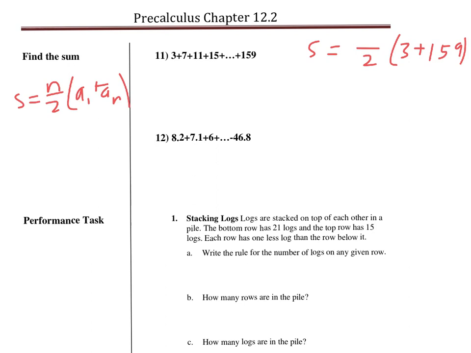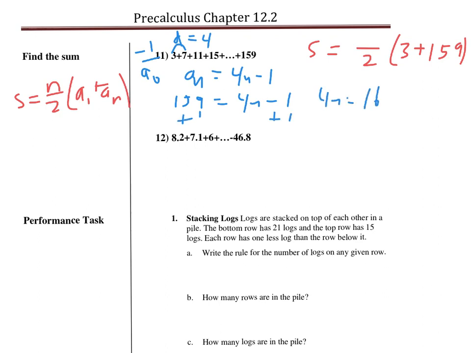So we're going to go back now to our explicit formula. The common difference here we see is 4. I'm going to backtrack and I can see a sub 0 would be negative 1, right? And so I'm going to say a sub n equals 4n minus 1. I'm going to write that down, and this is going to help me figure out n because I'm going to plug in 159 out front, and that's going to allow me to solve for n. So I'm going to add this 1 over, so we get 4n equals 160, divided by 4. And so n equals 40.